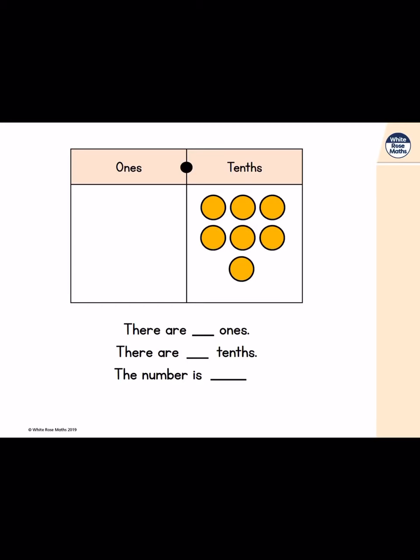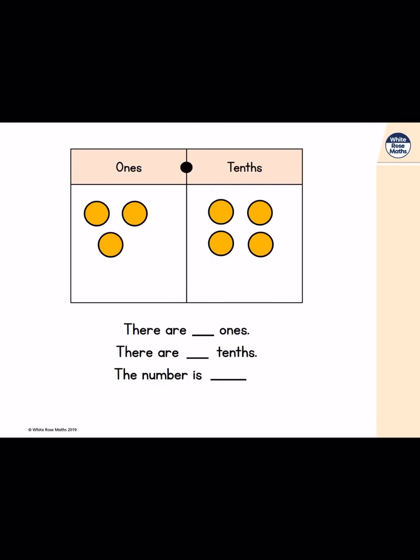This time we're using plain counters instead of place value counters, but that works in just the same way. We can see there are no ones. We can see there are 7/10. So the number is 0 in the ones column, 7 in the tenths column, 0.7. Don't forget that important decimal point.